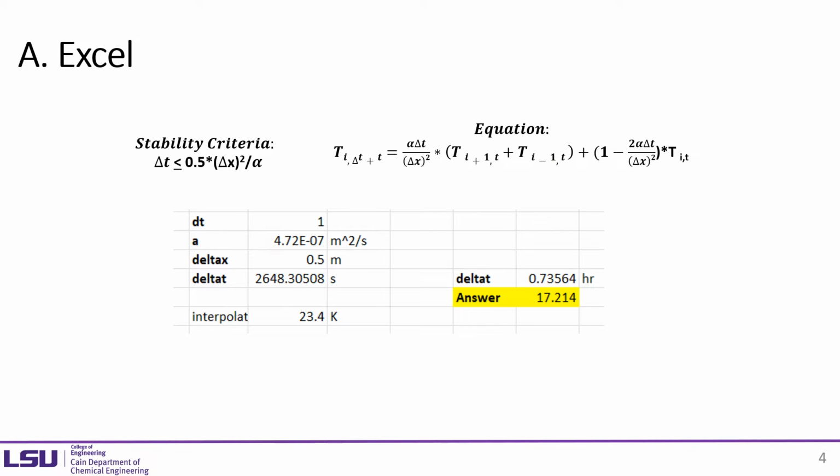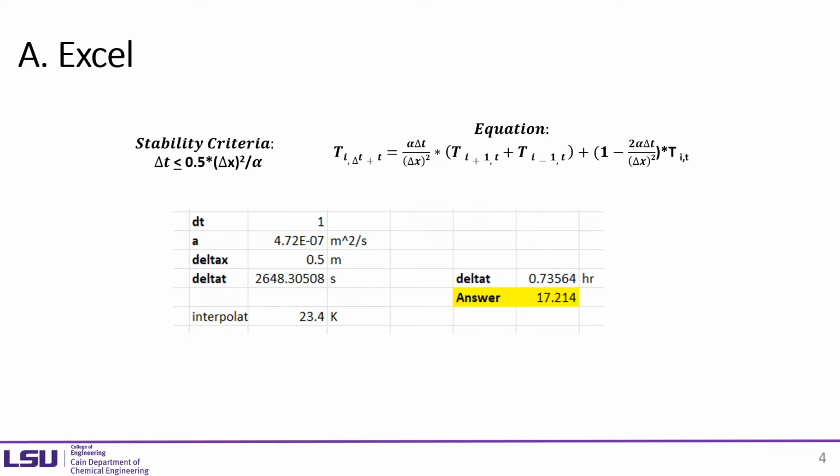So the stability criteria that I used was labeled as dt is less than or equal to 1/2 times delta x squared divided by alpha. And I used alpha given, dx was 0.5, and I calculated the delta t using the stability criteria for a one-dimensional surface. I interpolated the value to be 23.4, and the delta t I switched into hours after computing it in seconds, and then just multiplied the delta t times the iterations to get 17.2 hours as my final answer.